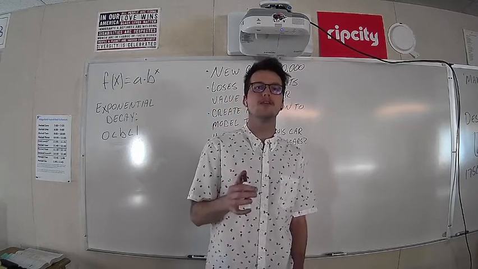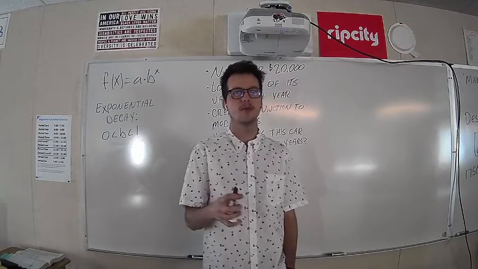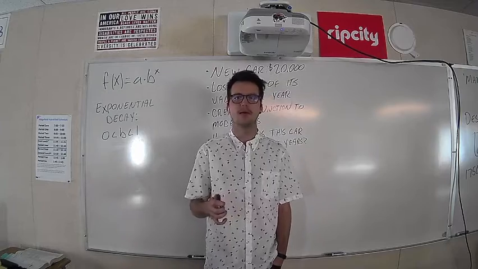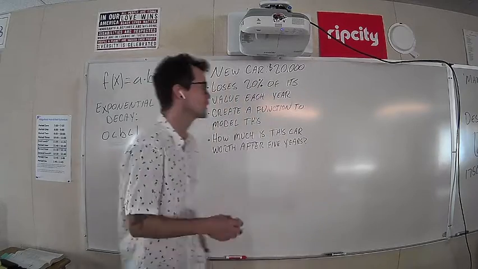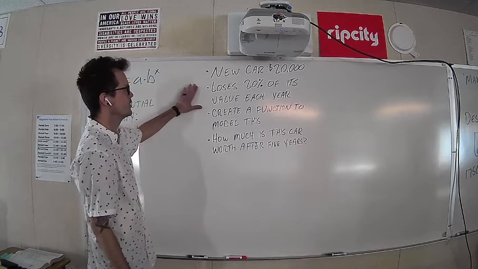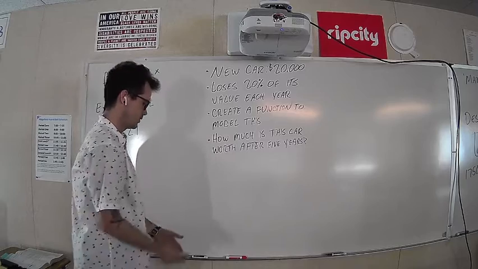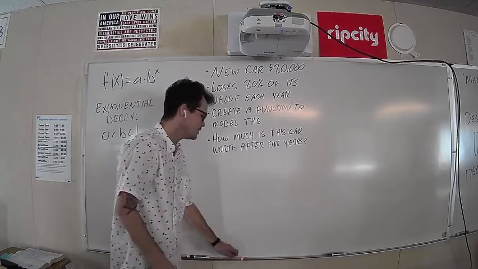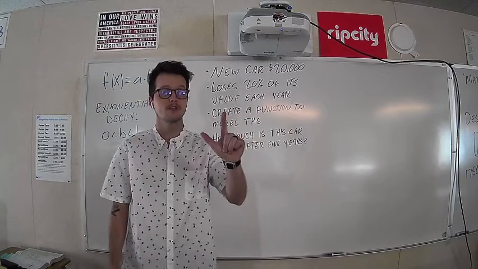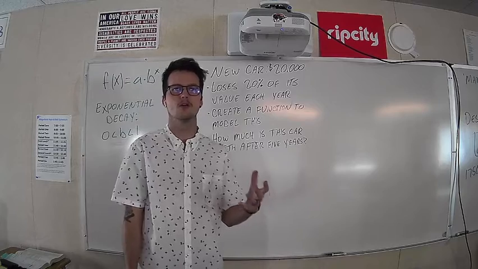We are going to create a function to model this situation, and then we're going to evaluate. We're going to make a prediction of sorts, how much the car is worth after 5 years using that information. So here I captured all the things. New car is 20 grand. It loses 20% of its value each year. We're going to model it, and then we're going to figure out how much it's worth after 5 years. So we need to identify our a, our b, and then that's enough to have us create our function. And then for this last piece here to evaluate, we need to plug in that number for x.